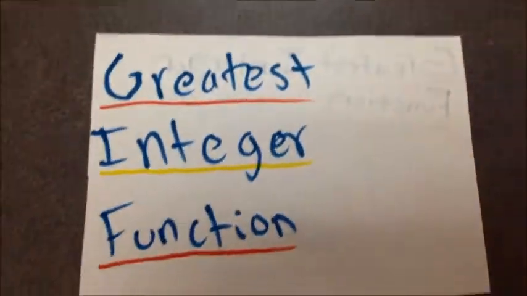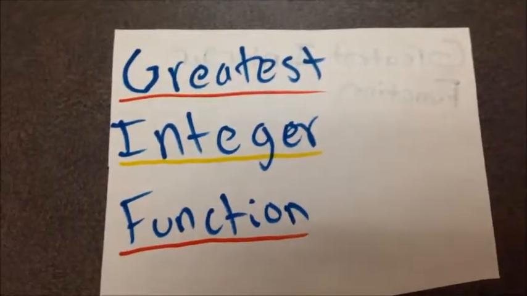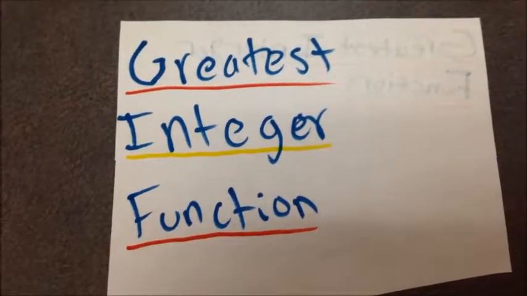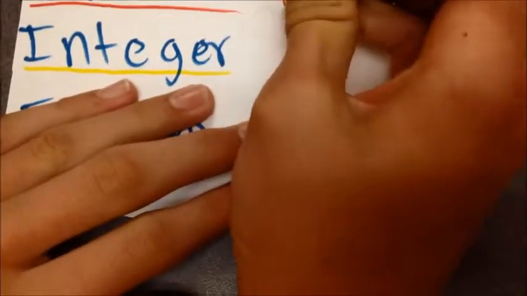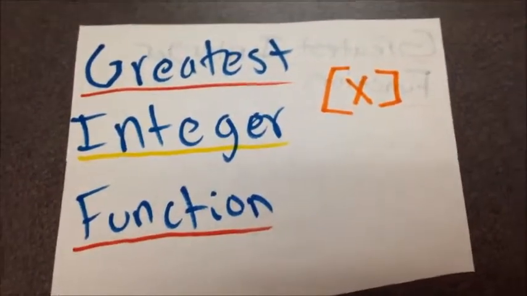Greatest integer function. Greatest integer function of a real number can be represented as this. For all real numbers, it returns the largest integer less than or equal to x.